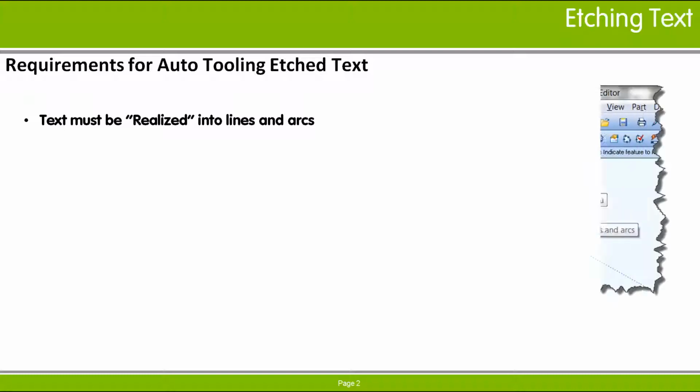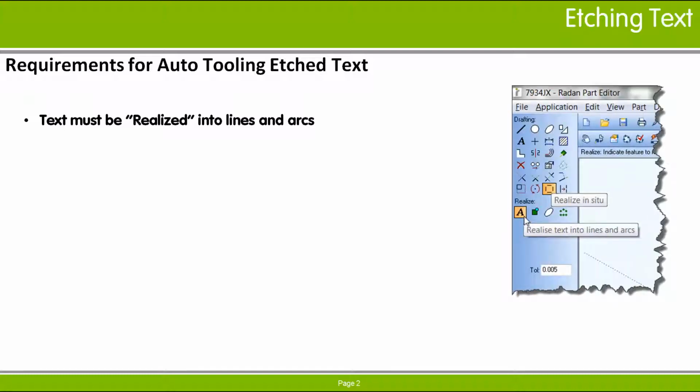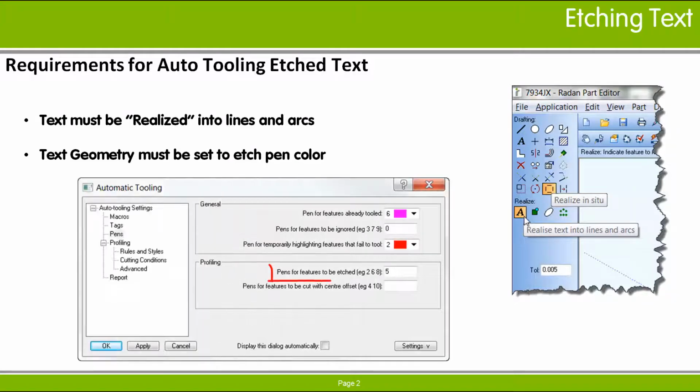In order to etch text onto a part, the text geometry must be formatted correctly. Text objects are not recognized by Radan tooling commands, so the text must be converted into lines and arcs. For auto tooling to apply the etch condition to text geometry automatically, the defined pen for features to be etched must be applied to the text geometry.